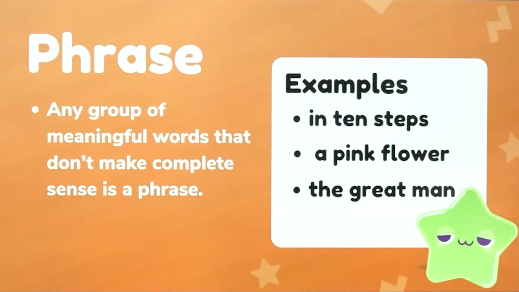Now what is a phrase then? A phrase is also a group of words, but it is a group of meaningful words that don't make complete sense. For example, we have here: in ten steps, a pink flower, the great man. All these groups of words are phrases because they give meaning, but not the complete meaning. So they are not forming a complete sentence, rather they are phrases.